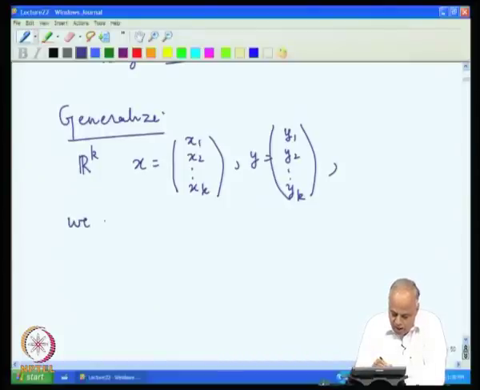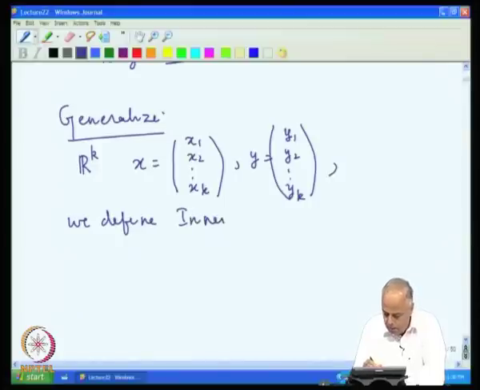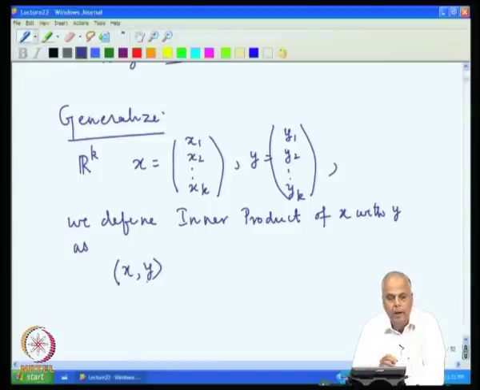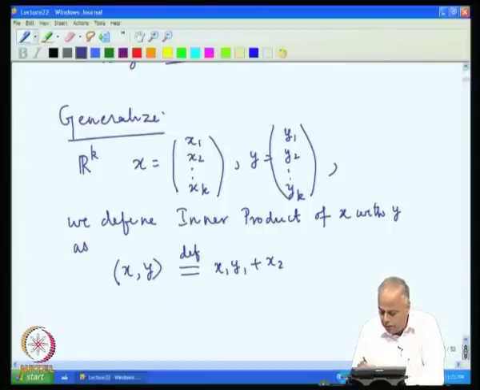So, we define the inner product of x with y, denoted by (x, y) with a bracket, and it is defined to be x1y1 plus x2y2 and so on up to xkyk.